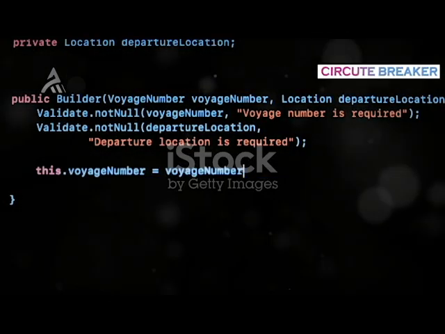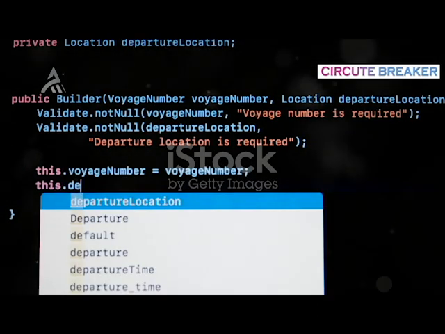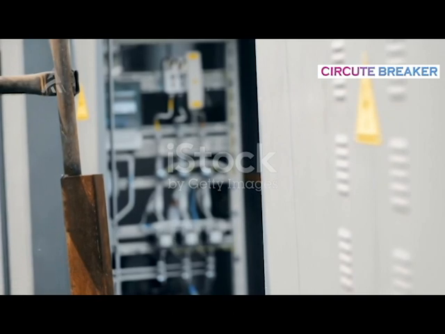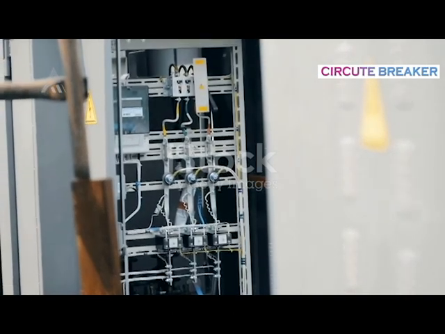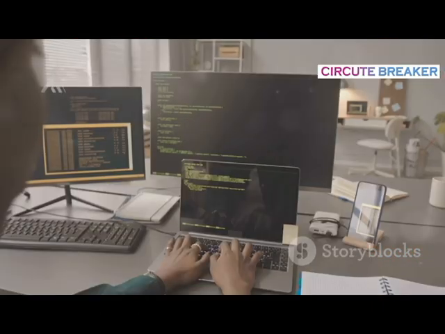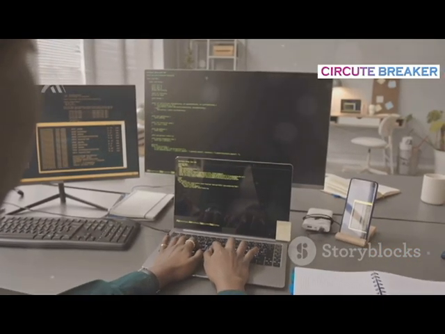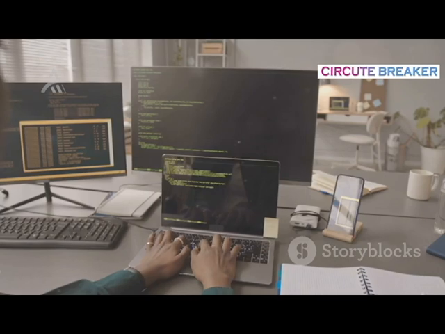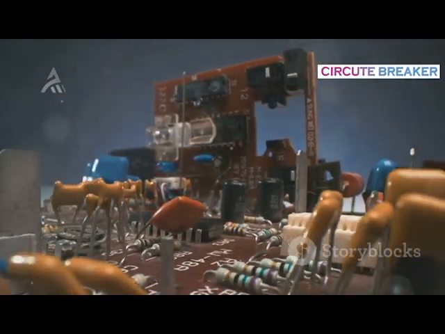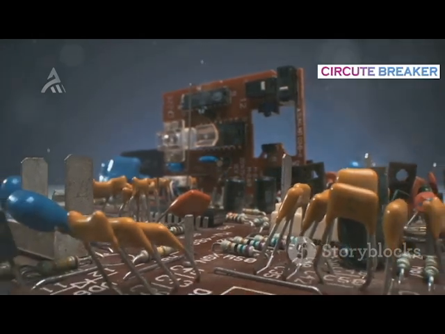Section 6. Implementing circuit breakers in Java, Hystrix, and Resilience4J. Java developers have access to powerful libraries for implementing circuit breakers. Two popular options are Netflix's Hystrix and Resilience4J. Hystrix is a mature library that was widely adopted within the Java community. It provides a rich set of features for fault tolerance, including circuit breakers, thread pools, and request caching.